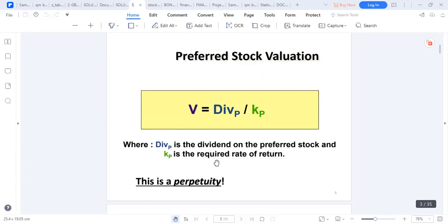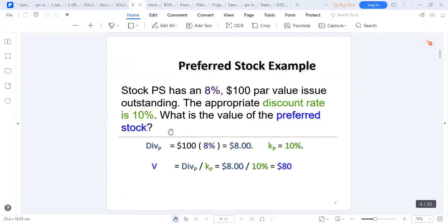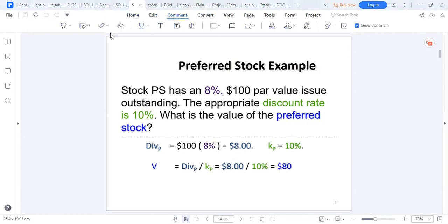So valuation of preferred stock is simply given by the dividend paid over the market rate or the appropriate discount rate. An example we could have is a stock issued at $100 par value, having a discount rate of 10%, with a fixed payment of 8%. So these are preferred stockholders who are given a fixed dividend. Their payment is 8% of 100, which is $8. The dividend paid is $8. Then you divide it by the appropriate discount rate.